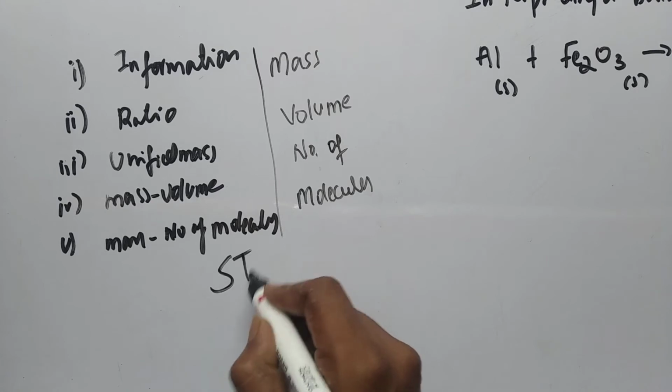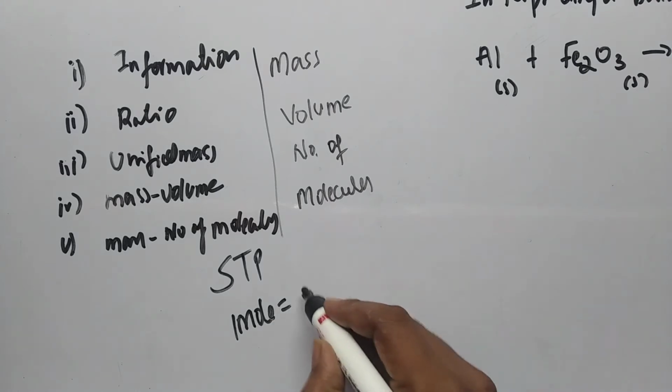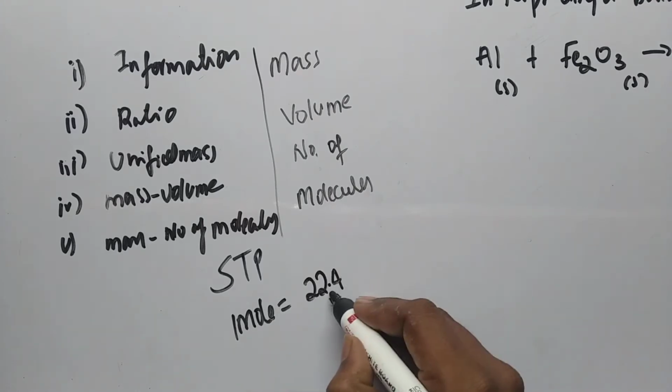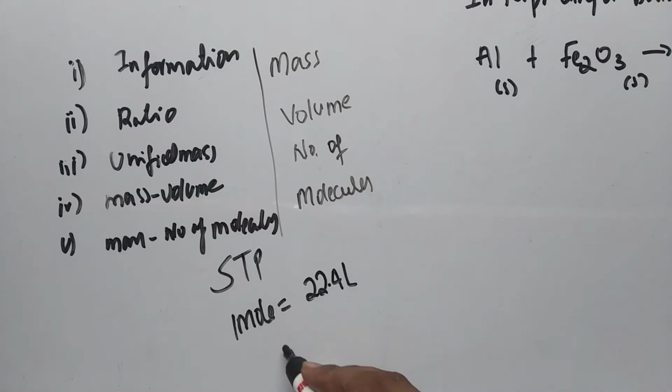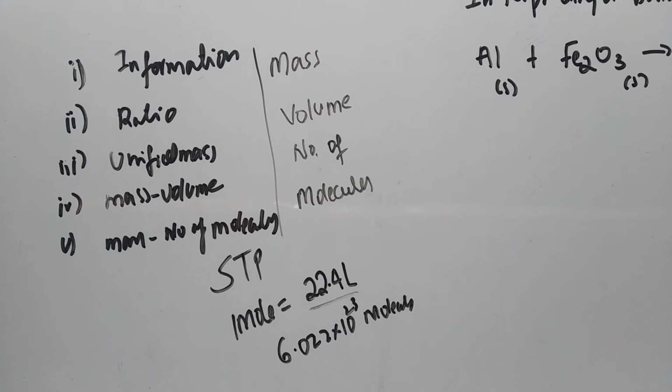In the basic previous classes, I think you have learned about the STP condition. The mole is a unit for molecules. At STP, 1 mole contains 22.4 liters of volume, and it contains around 6.022 into 10 power 23 molecules. So 1 mole will have 22.4 liters of volume and 6.022 into 10 power 23 molecules. This we need to remember.